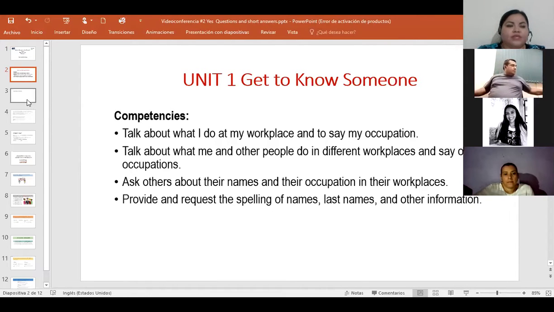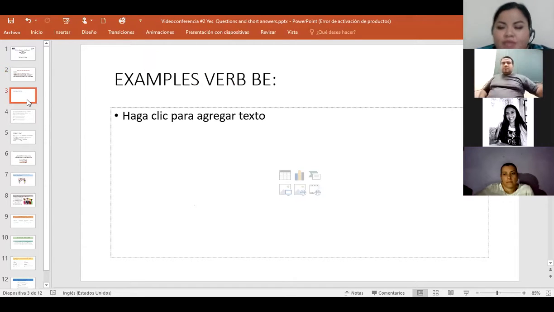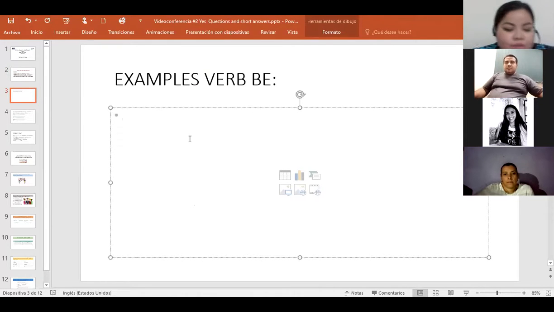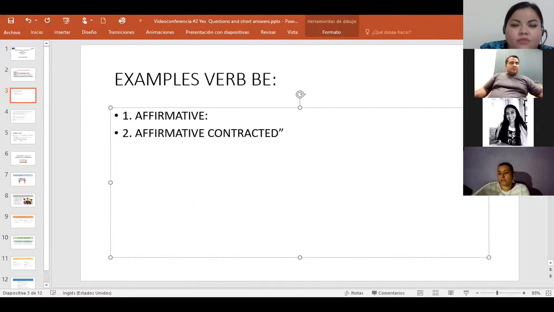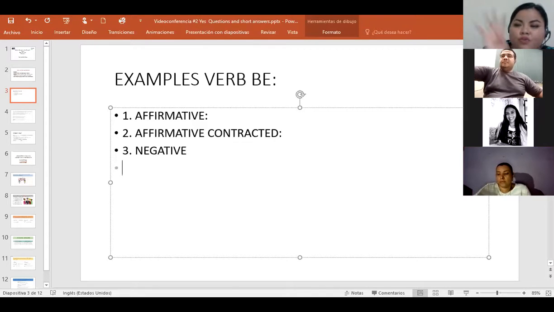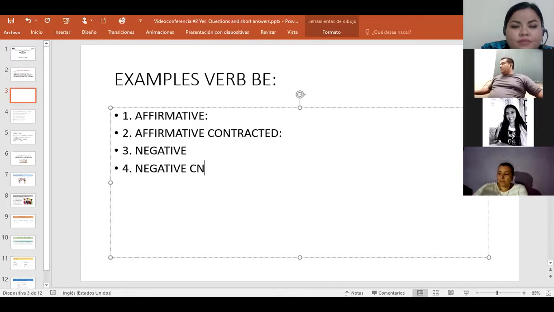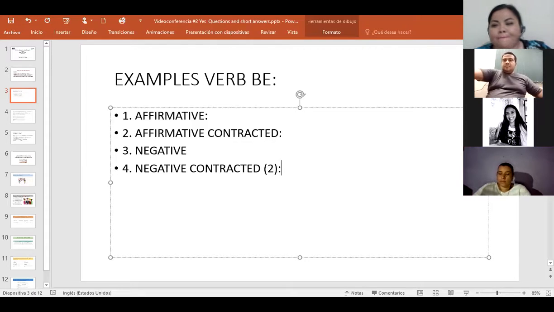Now, second activity that we're going to do, examples with the verb be. Claudia and Ivan mentioned that we worked with the verb be yesterday, right? You are going to write your examples with the verb be. The first example is going to be affirmative. Number one, affirmative. Number two, affirmative, contracted. Sorry, number three is going to be negative. Number four, negative, contracted, in two forms. The two options that we have.